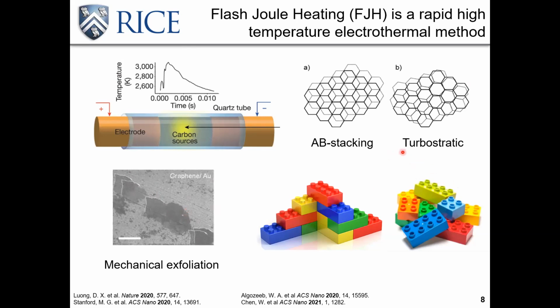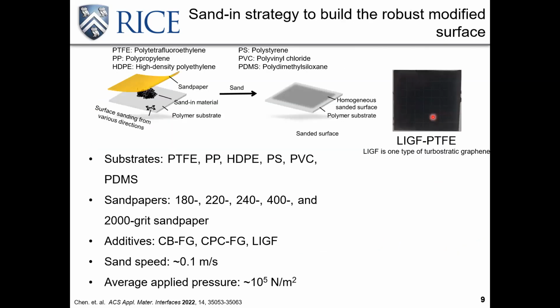This material that we use is turbostratic graphene. We use this type of material because it has a weak interlayer interaction, so we can easily exfoliate it to form the coating. So that's the reason why we can directly use this dry method to coat with this.